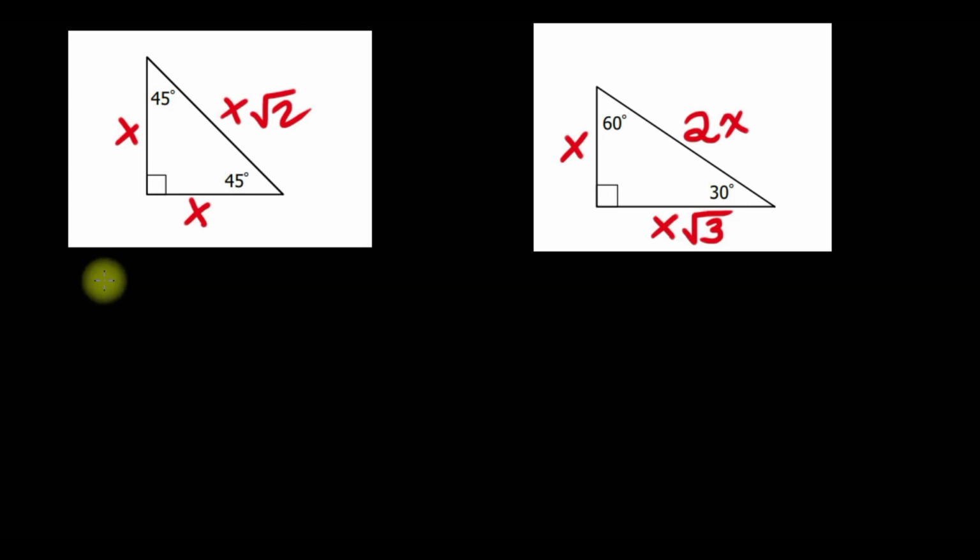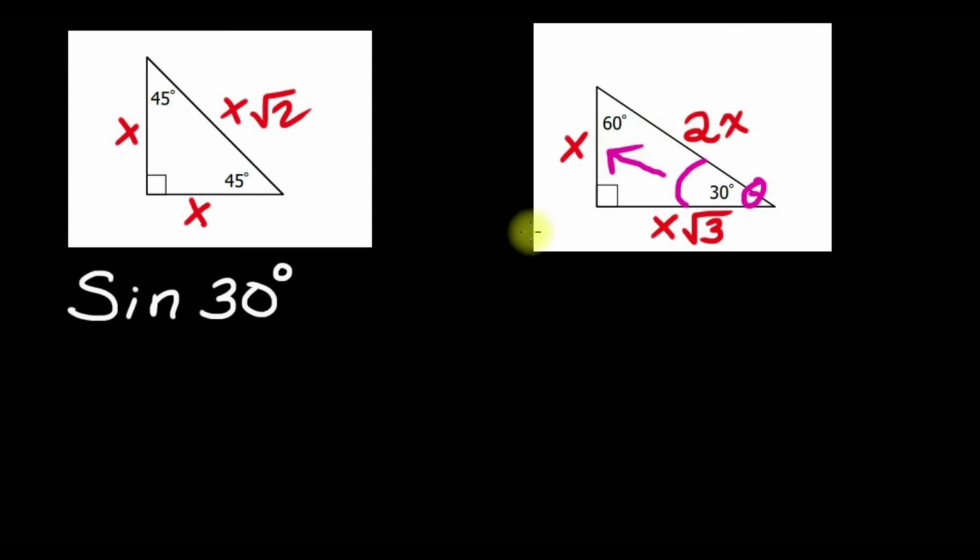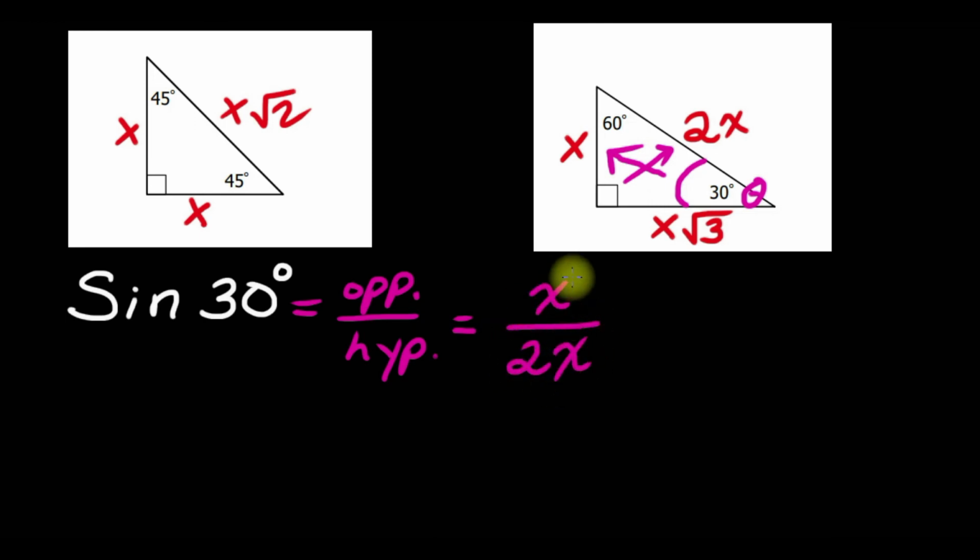Okay, so let's take a look at the next one. So the next one we have sine of 30 degree. So we are going to need to use this right triangle. So 30 degree is here, so theta is going to be right here. So that means the x is the opposite, and the 2x is the hypotenuse. So we need opposite over hypotenuse. So that is going to be x over 2x. And then cancel the x. So you have 1 over 2. So sine of 30 degree is 1/2.